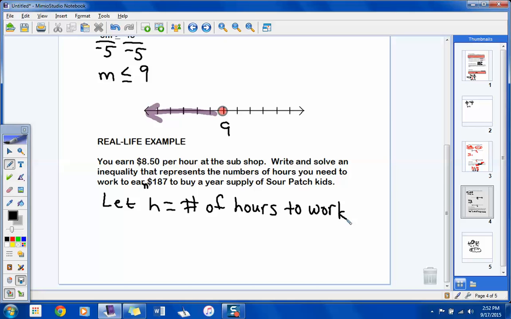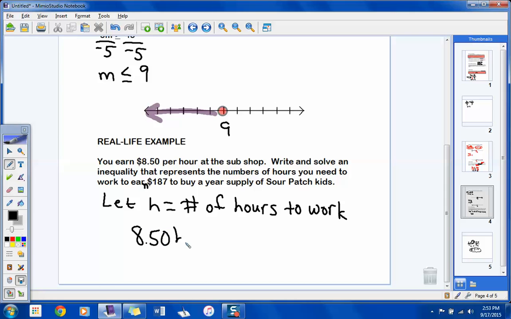All right, so here's the deal. Every hour I work, how much money am I getting paid? If I let H equal the number of hours I work, what would be an expression for the amount of money I've made at a pay rate of $8.50 per hour over H hours? Yep, 8.50 times H. Great, Carter.